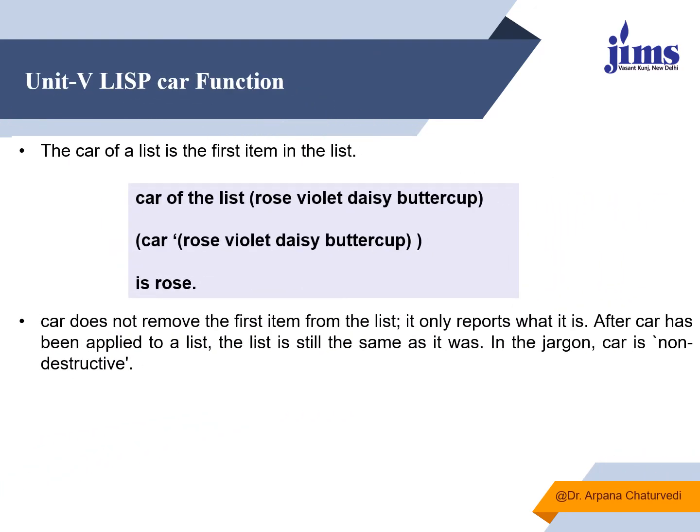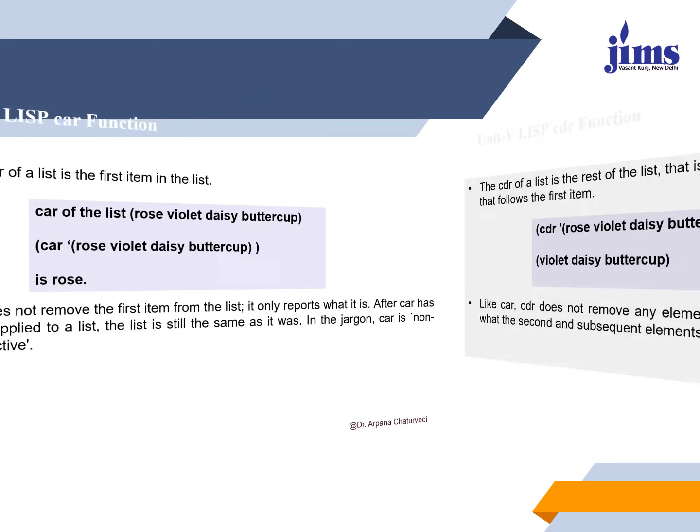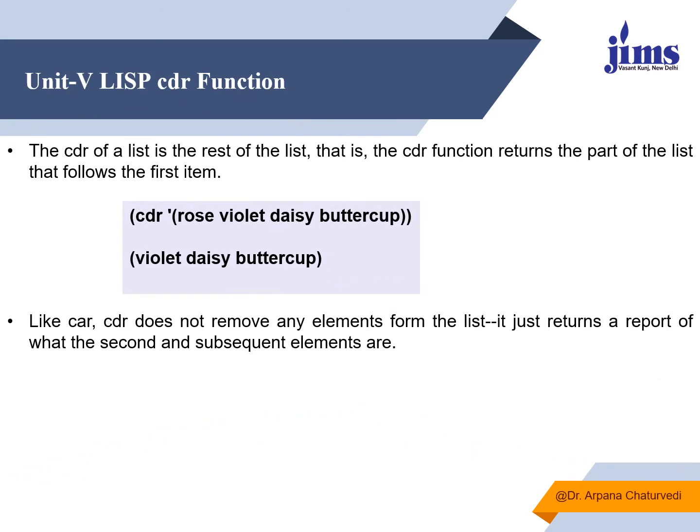Now see this list car function. We see more examples of car. Car of the list: rose, violet, daisy, buttercup. So how do we write? We write car and this is the list of elements. What will it return? It will return rose. This is another example. You can try as many examples as you can. This is how you have to understand.